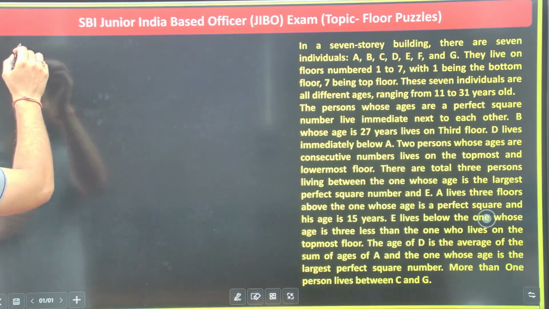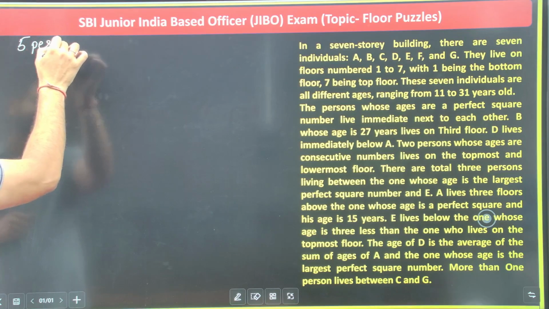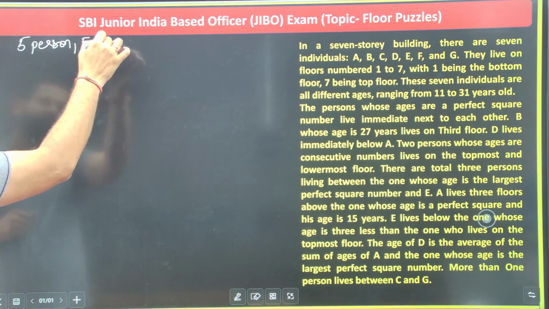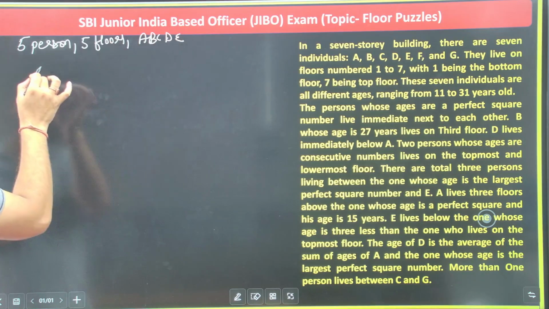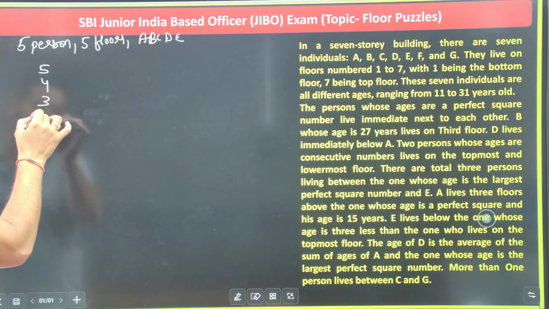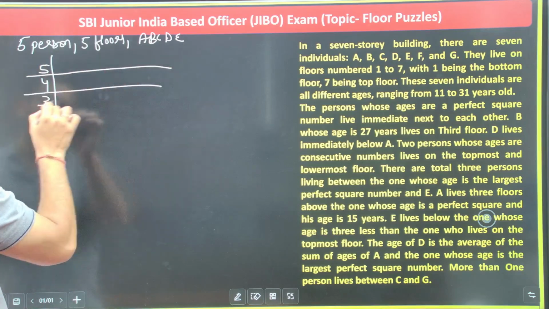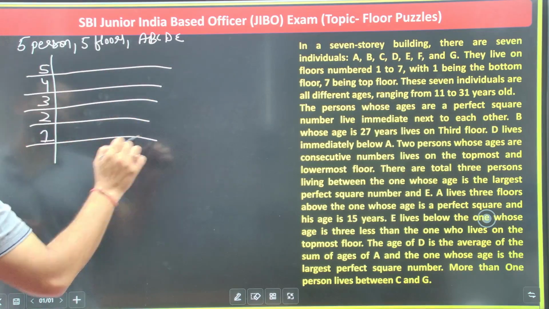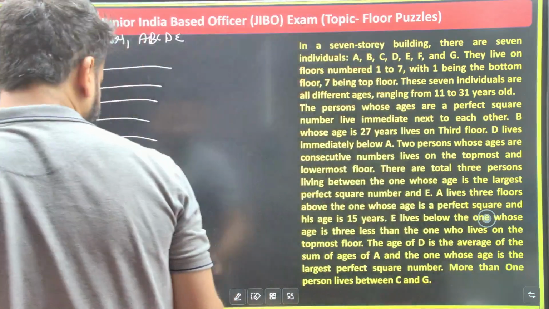Let us assume that there are 5 persons living on 5 different floors. Names are A, B, C, D, E. Numbering will always be given 5, 4, 3, 2, 1. The top floor is 5, then 4, and the bottommost floor is 1, and so on. Is it okay?